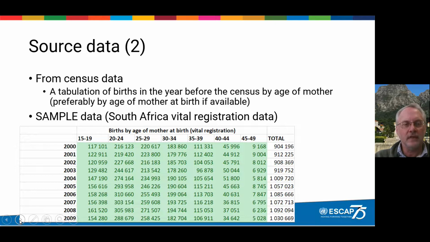To give you an idea of what the data tabulation would look like, here's some sample data from South Africa's vital registration system. In each column, it shows the age of the mother at the time of the birth, running from 15 to 19, up to 45 to 49. And in each row, the number of births in each calendar year. As I noted earlier, births at the extreme end of the age range, certainly after 45, are much lower than the number of births aged 40 to 44.